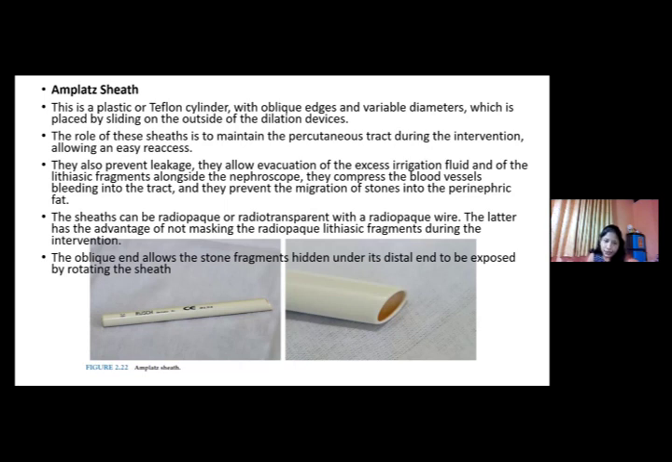The sheath can be radio opaque or radio transparent. The big advantage of a radio transparent sheath is that when we are using contrast medium, we can detect the dense stones. And because it's oblique, by rotating the sheath, we can see whether we have missed any hidden, undetected stones.